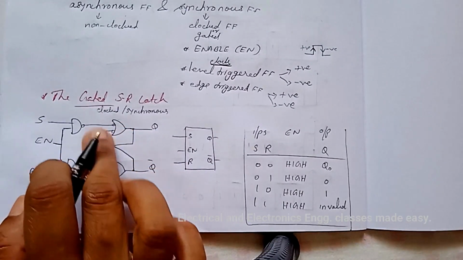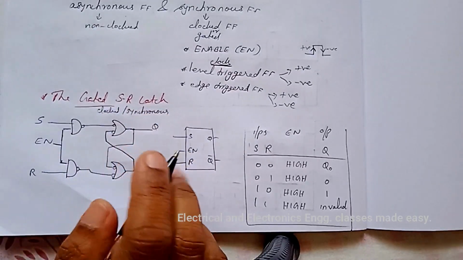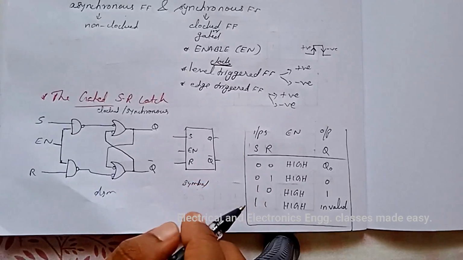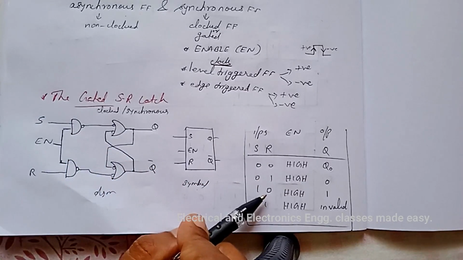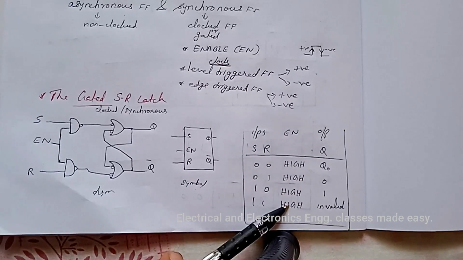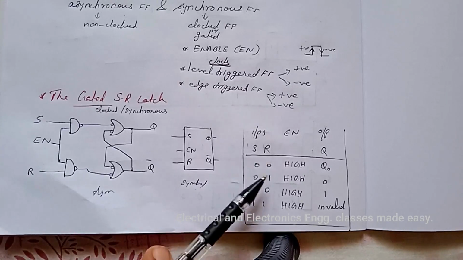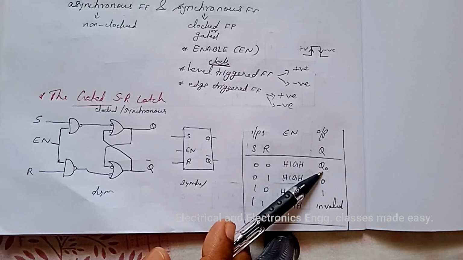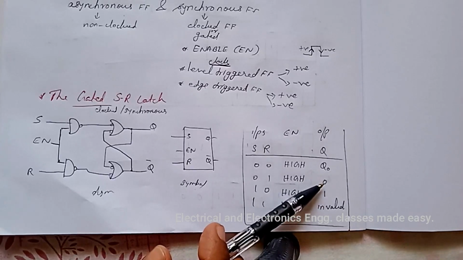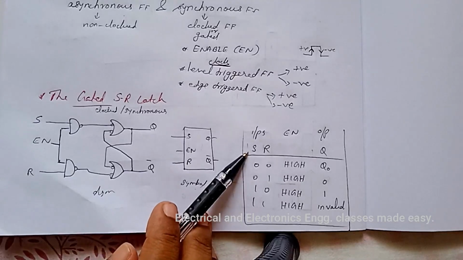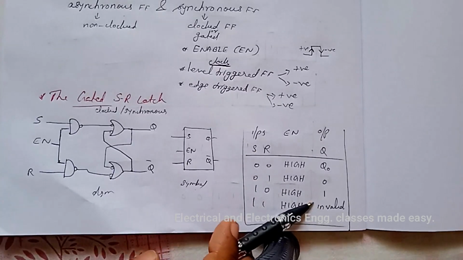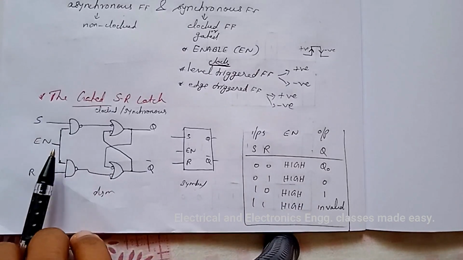And this is the logic diagram of the gated SR latch, and this is the logic symbol, and this is the truth table of the gated SR latch. So when the enable is high, the inputs S R equal to 0 0 means the output is Q0, that is no change. When S R is 0 and 1, the output is 0, that is reset. When S and R are 1 and 0, then Q is 1. And when S and R are both 1, the output is invalid.